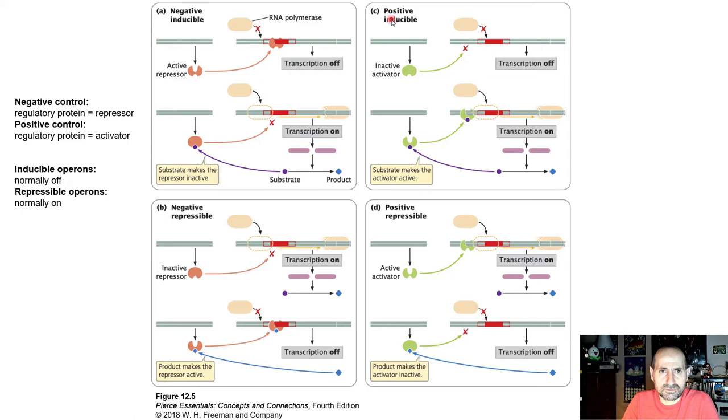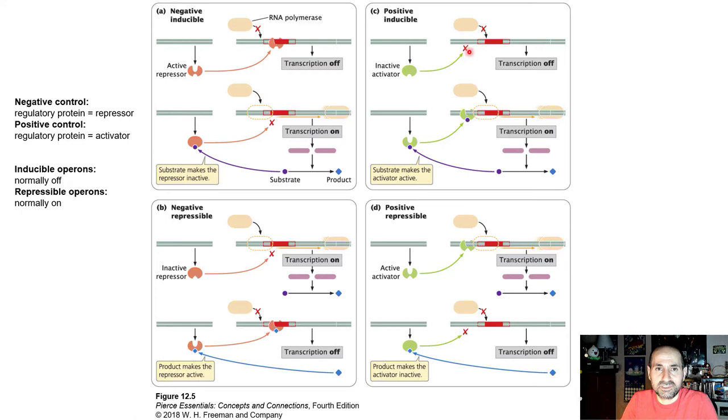All right, let's look at a positive inducible event. Positive. What does positive mean? You're dealing with an activator. An activator is the opposite of a repressor. An activator helps transcription to happen, right? And without the activator, it's difficult for transcription to happen, right? So here, it's positive, so you're dealing with an activator, and it's inducible, which means it's normally off. The gene is normally off. Now look at this. If this green thing is an activator, something that turns on the gene, but the gene is normally off, do you think this activator is an active or an inactive activator?